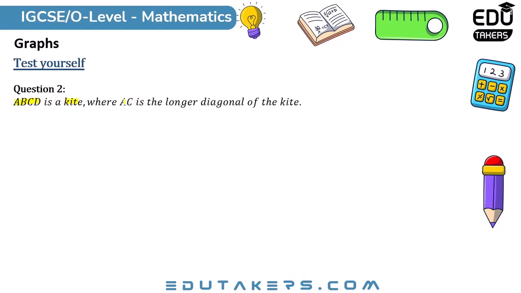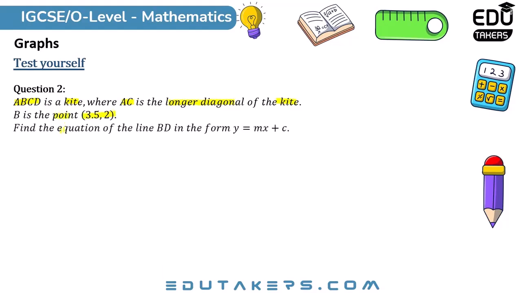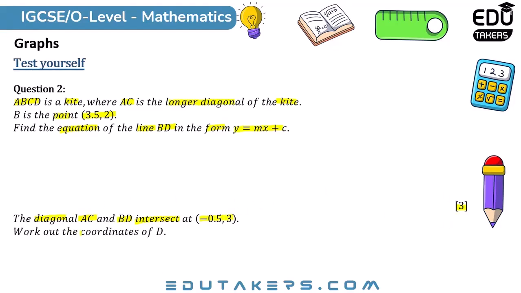ABCD is a kite where AC is the longer diagonal of the kite. B is the point (3.5, 2). Find the equation of the line BD in the form y equals mx plus c. It's a 3-mark question. The diagonals AC and BD intersect at (negative 0.5, 3). Work out the coordinates of D. It's a 3-mark question.